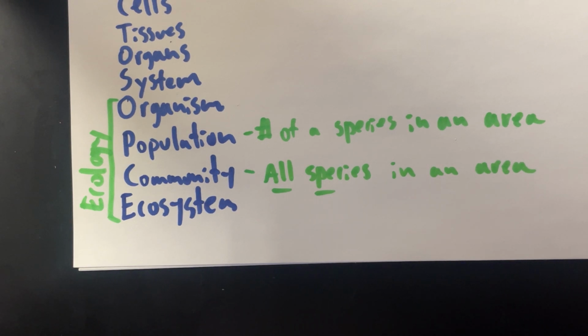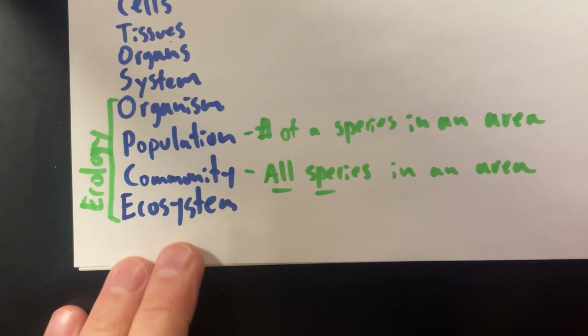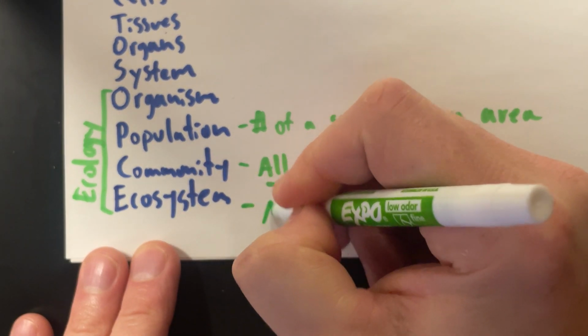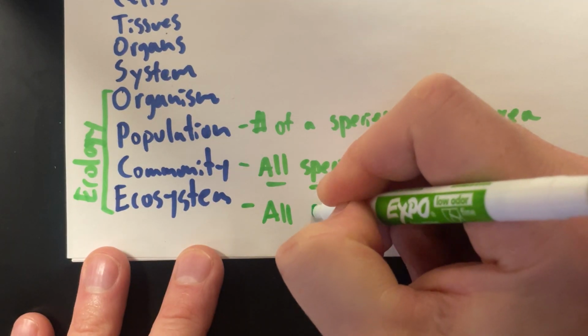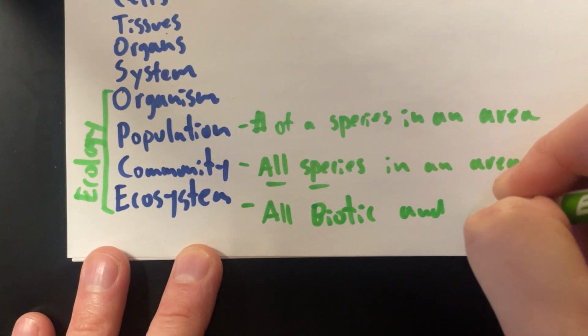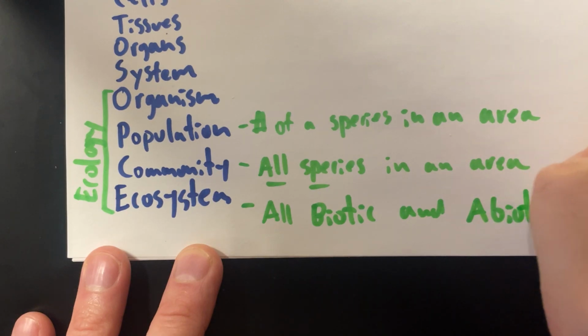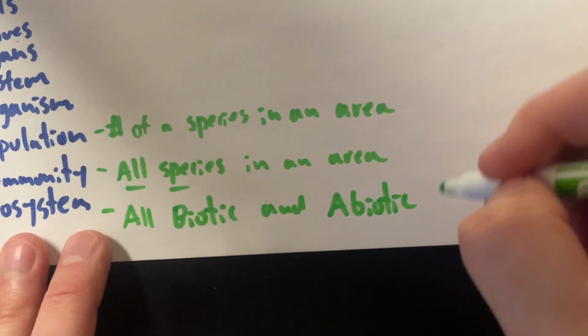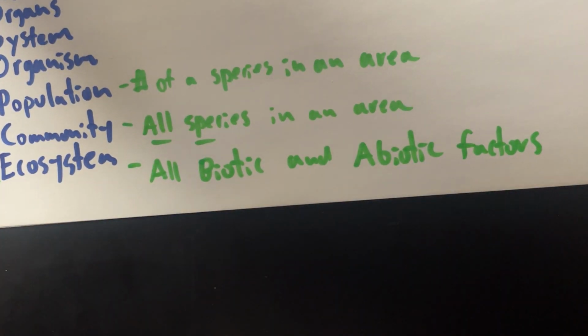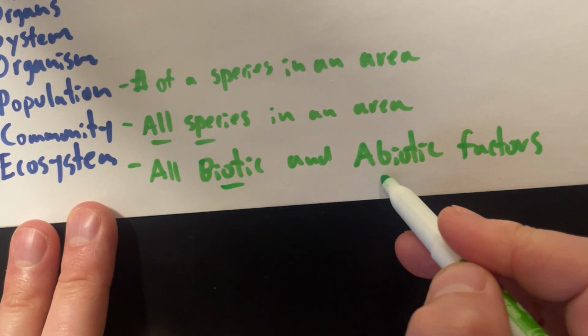And then finally, ecosystem is even broader. It includes all biotic and abiotic factors.